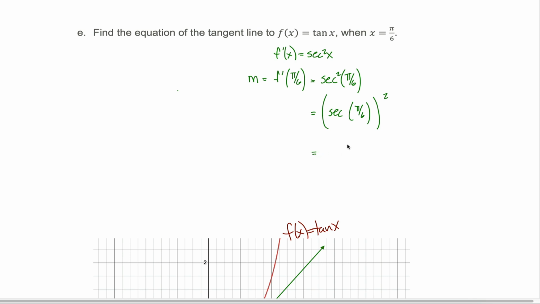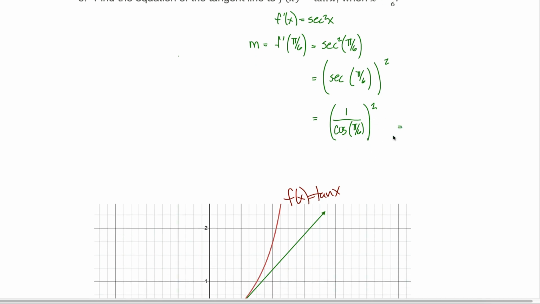I'm like, don't worry, I got you. Secant is the same as 1 over cosine of x. Therefore, secant of pi over 6 is the same as 1 over cosine of pi over 6. Therefore, secant of pi over 6 squared is the same as 1 over cosine of pi over 6, squared. And maybe this is something that you can evaluate. You're like, nope, sure can't. Don't remember cosine of pi over 6.